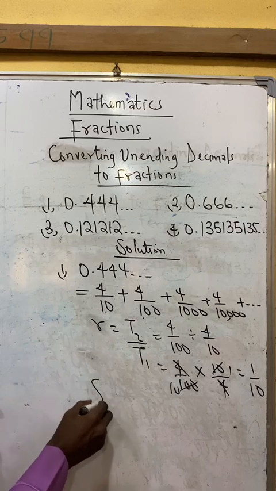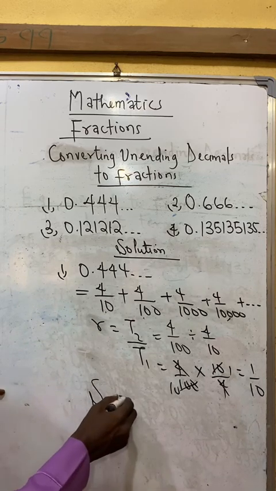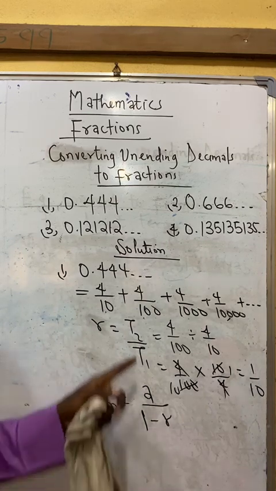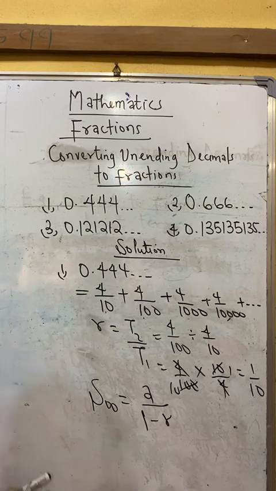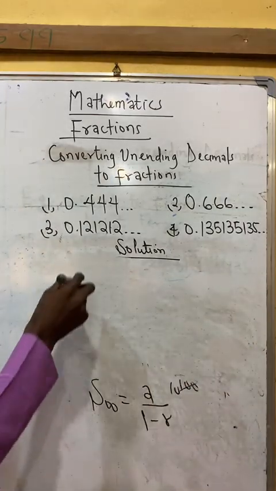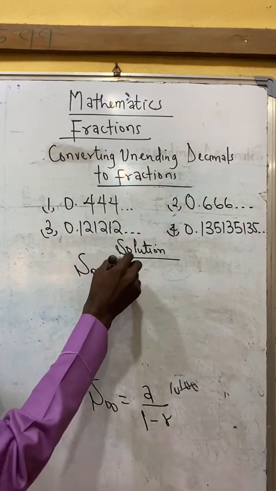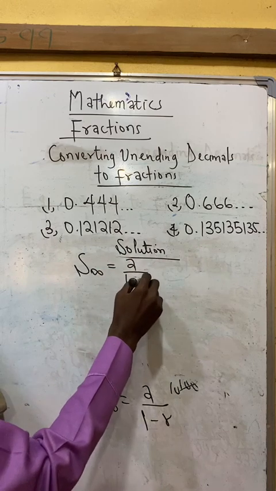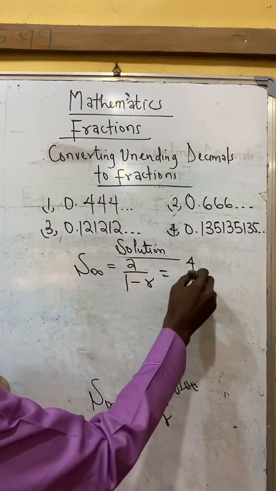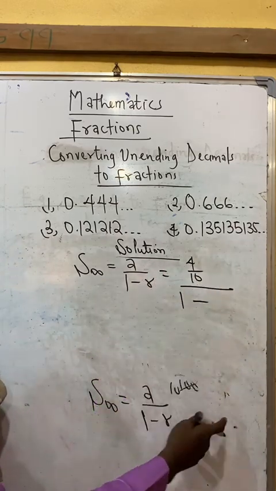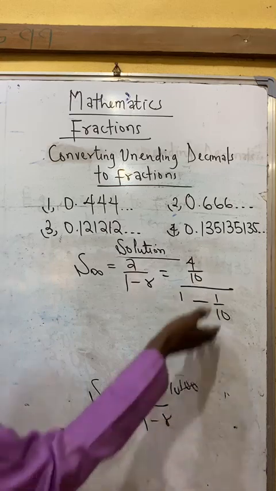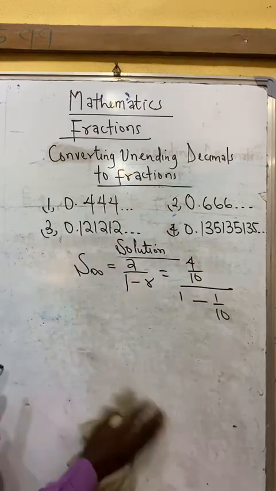Now, the formula for sum to infinity is S sub infinity equals A all over 1 minus R. If we use this, this will give us our result. Let me clear the top so that we can have space. Using the formula, S sub infinity equals A all over 1 minus R. Our first term is 4/10, so I'll put 4/10 divided by 1 minus our common ratio, which is 1/10 from what we have calculated. From here, I will simplify, then that will give me my final answer.